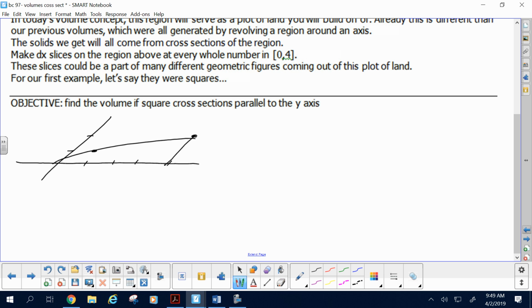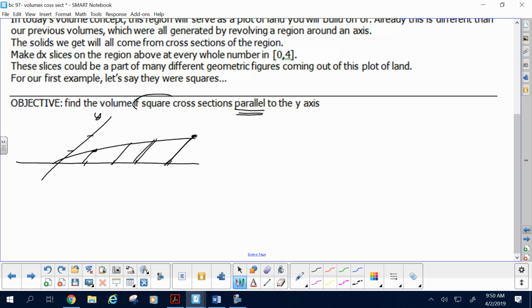Now, the cross sections are parallel to the y-axis. That goes to show how the slices run. Here's the y-axis, obviously. So if I go parallel to the y-axis, maybe I'll just do some slices at the whole numbers. Those are my slices, though actually I have infinitely many of them. Super paper thin. So far, so good?